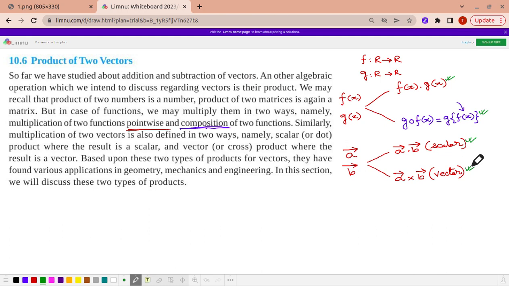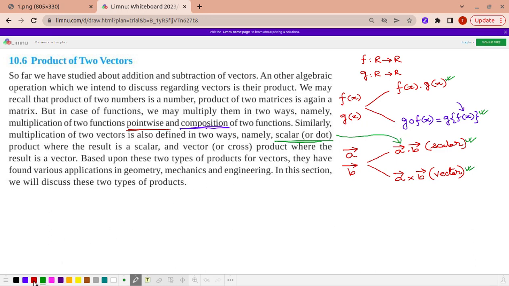Vectors are used extensively in mathematics, like geometry, and in engineering, like mechanics, a branch of engineering. Based on that, these two products have been designed. The scalar product A dot B is known as the scalar product or dot product. Whenever you see the scalar product or dot product, it is denoted by this.